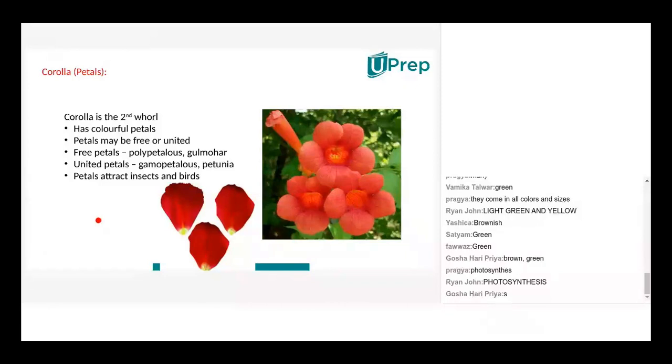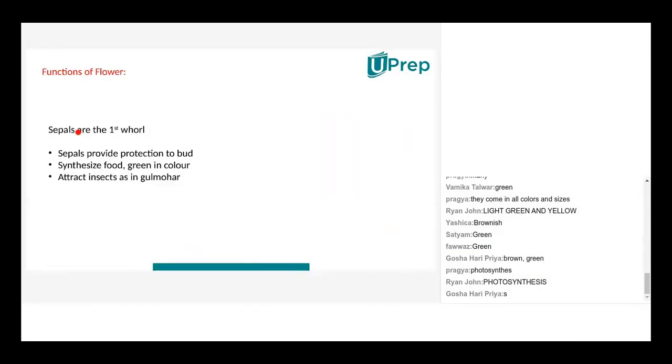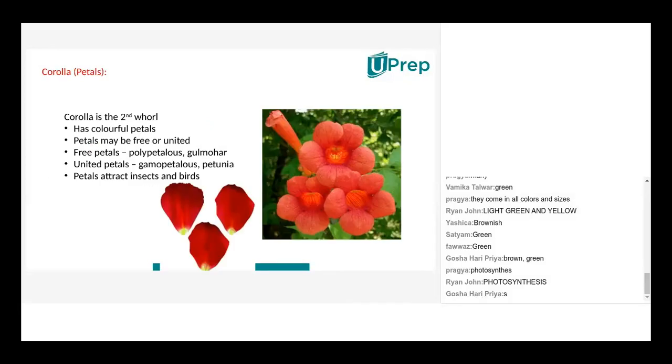You said about a group of sepals, right? A group of sepals is known as calyx and a group of petals is known as corolla. Can you repeat? Group of petals is known as? Corolla, it's written here in the slide, corolla. And group of sepals is known as calyx. Calyx is a group of sepals together. And a group of petals together is known as corolla.